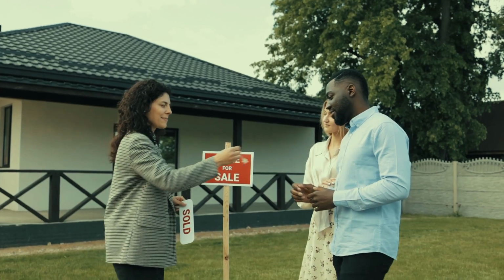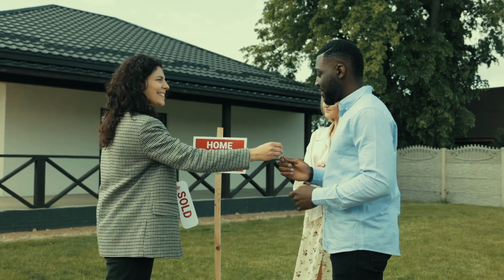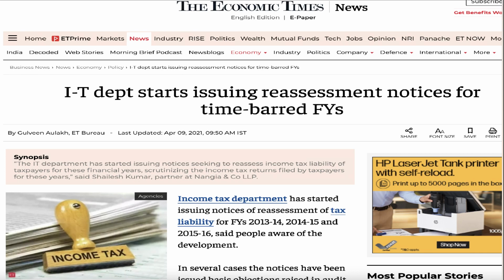So in case you have sold any property, then definitely make sure that you have filed your income tax returns with the inclusion of capital gains. Only then can you be very sure that you will be avoiding such a notice from the income tax department. Because what I have been seeing is people receiving notices from the year 2015 as well for selling of property and not disclosing it in their income tax returns.